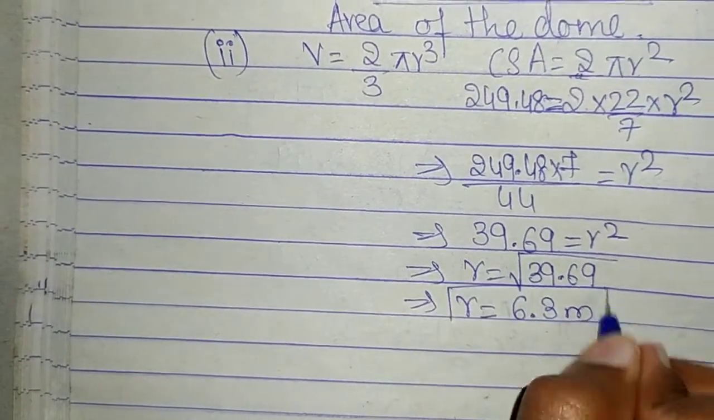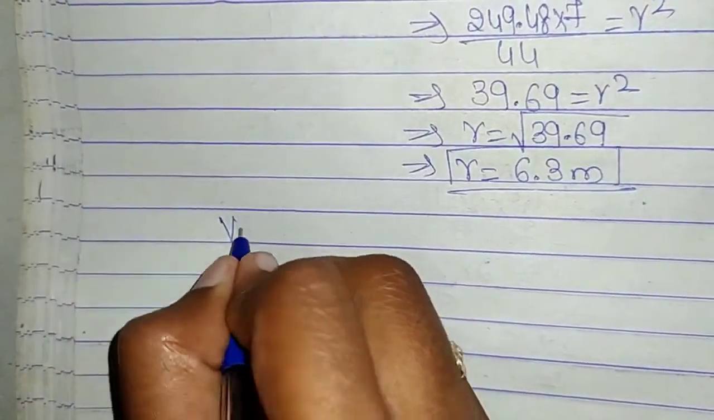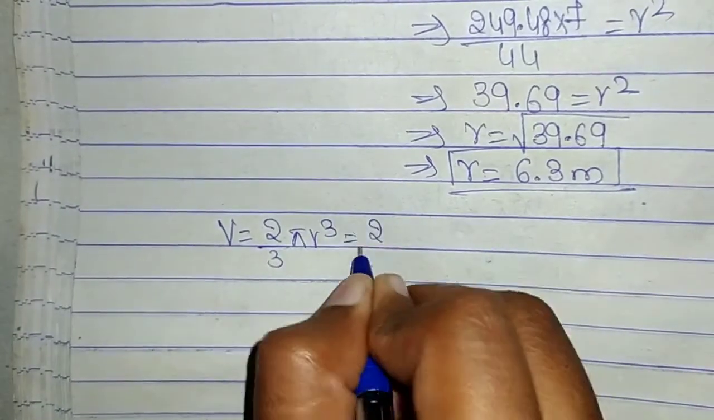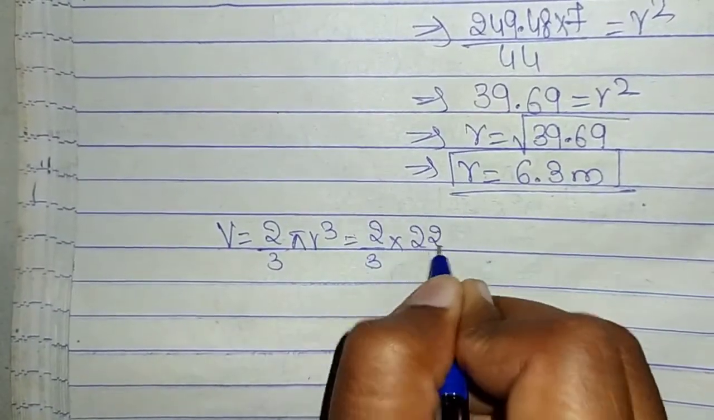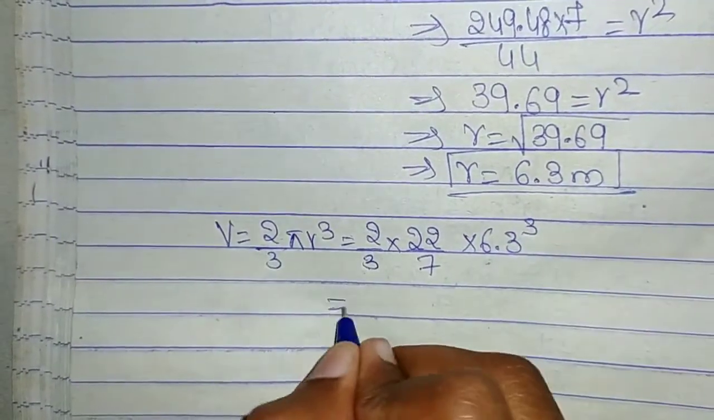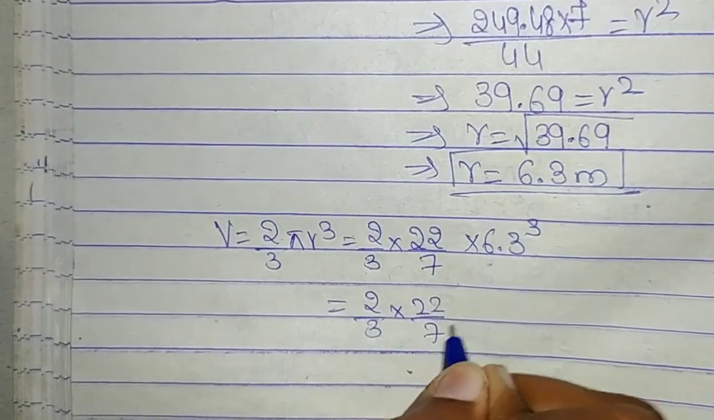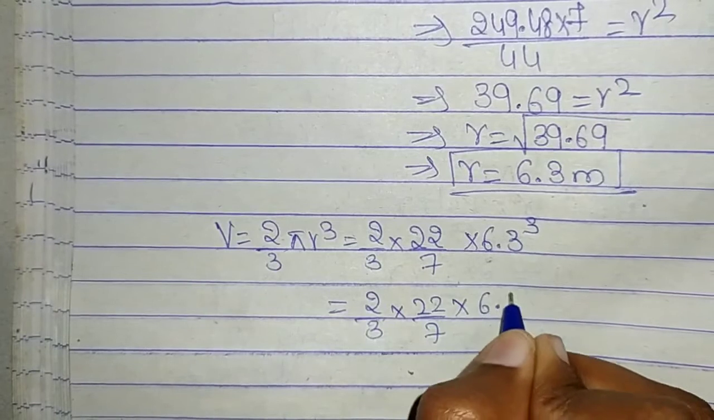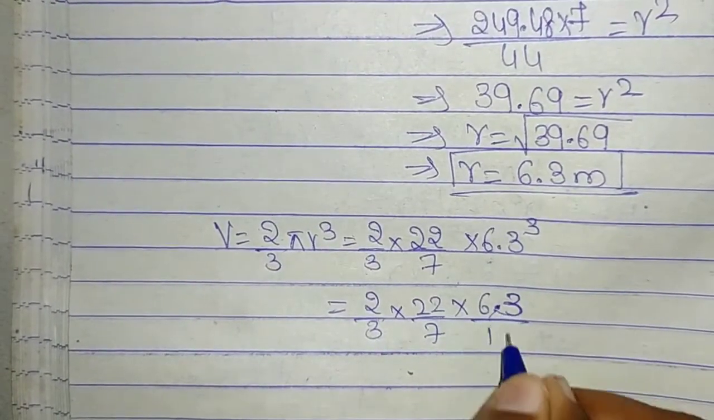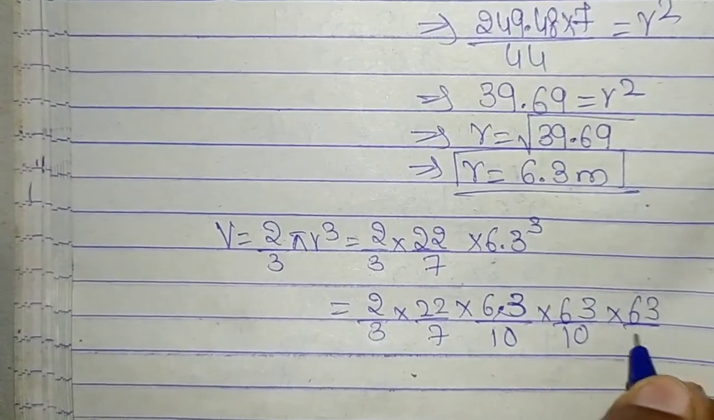So this is the inside radii of the dome. Now to find the volume, we know it is 2 by 3 pi r cube, which is equal to 2 by 3 into 22 by 7 into 6.3 whole cube. So this is nothing but 2 by 3 into 22 by 7 into 6.3, which is 63 by 10, removing the point, into 63 by 10 into 63 by 10.